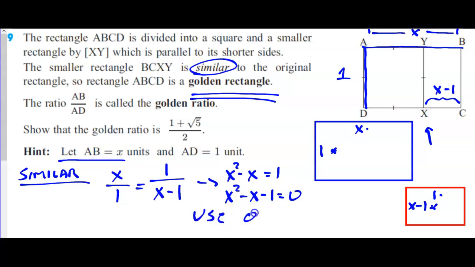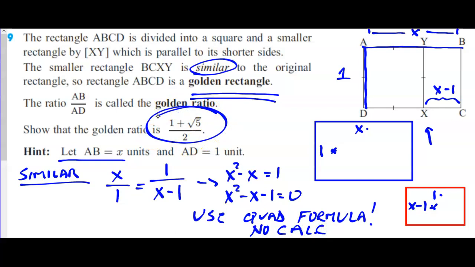Use the quadratic formula. No calculator. Look at your answer. Sure looks like negative b plus or minus square root something over 2a. You know what I mean? Give it a shot.